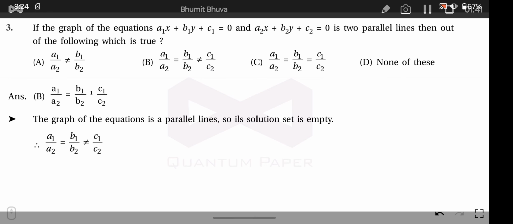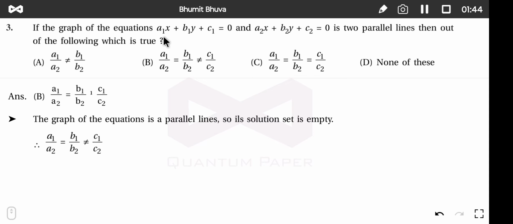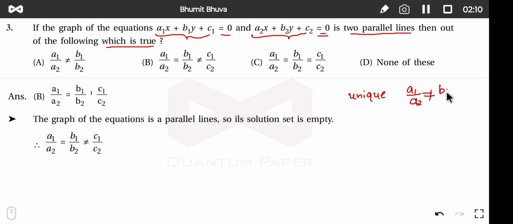So the next question is, if the graph of equations a1x plus b1y plus c1 is equal to 0 and a2x plus b2y plus c2 is equal to 0 is two parallel lines, then which of the following is true? So there are three conditions and we have three solutions. If the solution is unique, then the condition is a1 upon a2 is not equal to b1 upon b2. This is the condition for unique solution, and the lines for unique solution are intersecting lines. Only one point intersects, that is called unique solution.